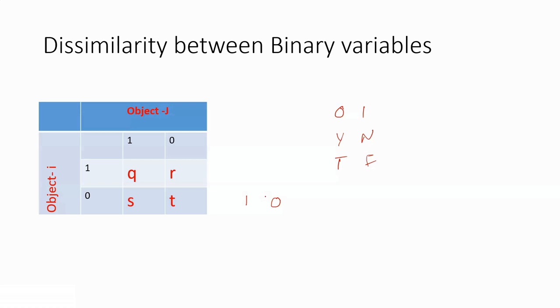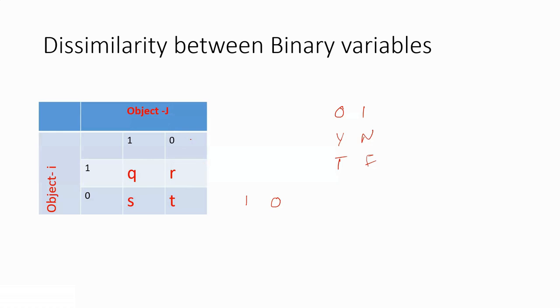To compute the dissimilarity between binary variables, the contingency matrix is important. In this matrix, there are two objects, object I and J. Both objects represent 1, 1, which indicates Q. Object I is 1 and object J is 0, which represents R. Object I is 0 and object J is 1, which represents S. And both objects represent 0, which indicates T. This is the contingency matrix, which is important for us to find the dissimilarity between binary variables.